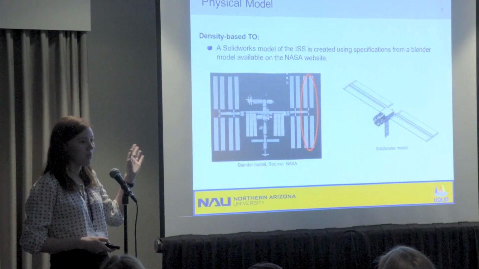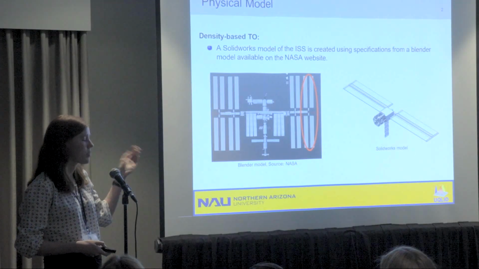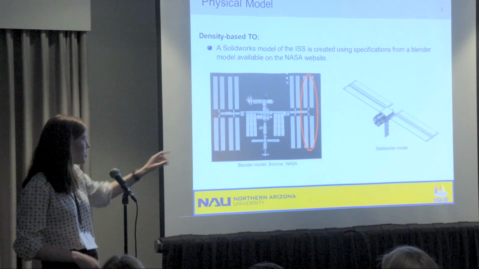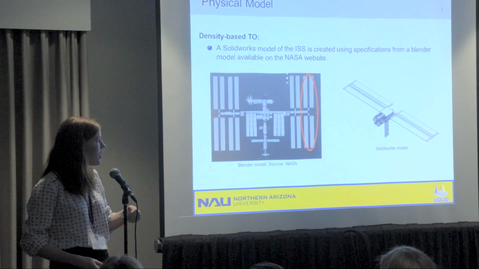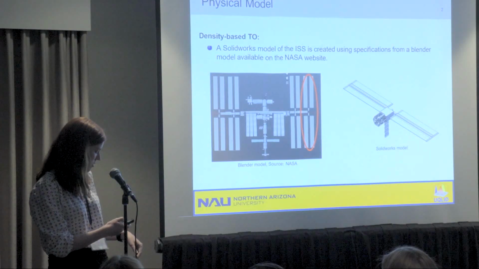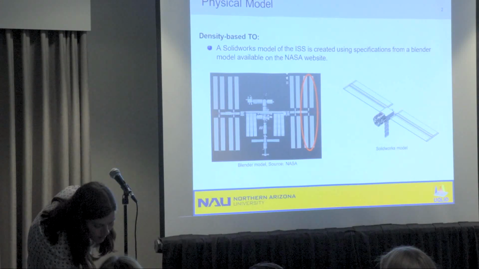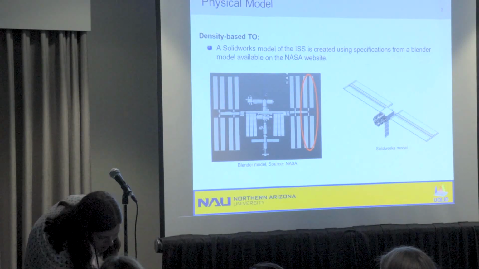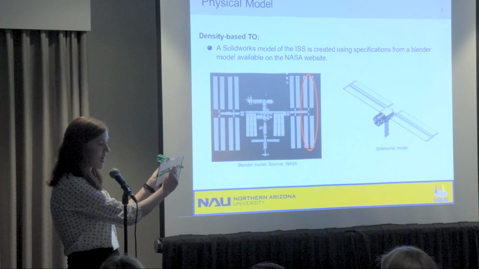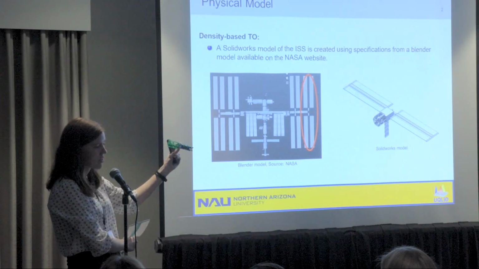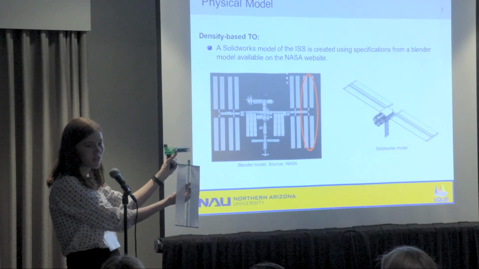So the first thing I did was create the physical model. I used SolidWorks primarily, and then there's a Blender file available of the International Space Station. You can see circled in red the original actual space station components that I modeled. And then on the other side, there is my actual model in SolidWorks. I have some 3D printed components to give you an idea of the size and the shape of what it looks like. So this is the actual truss module that you see in the center, and then the solar panels for scale.